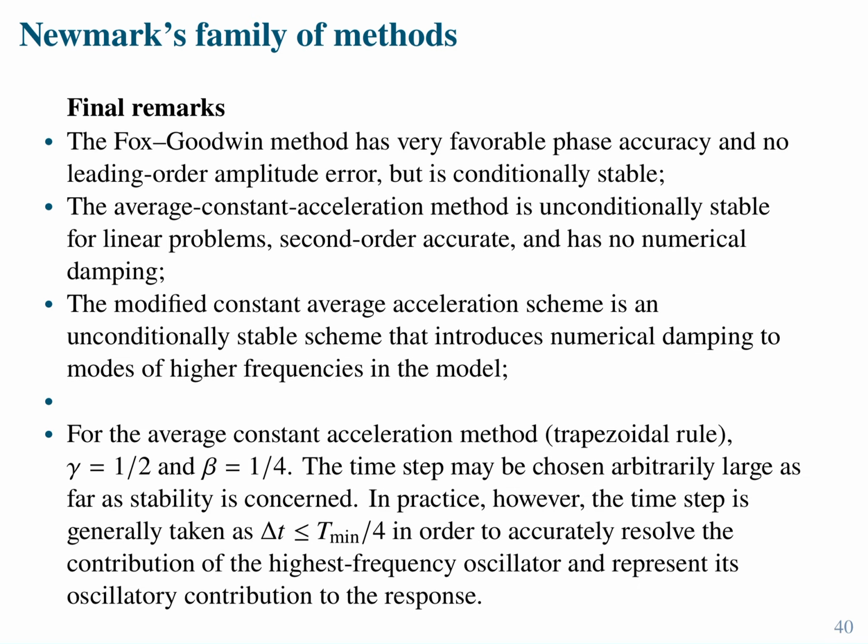And then for the average constant acceleration method, or the trapezoidal rule, which is gamma 1/2, beta 1/4, we discussed this already, right? You can choose any time step, but again, you really want to resolve the response up to the highest frequency that you are interested in. Any dynamical system's response is going to be determined by a combination of different modes. If you want to capture high order modes, you want to be able to reflect that in the time step that you choose. So normally you have this rule of thumb: you choose a time step that is the period of your high frequency divided by 4, and then you can at least capture that higher frequency.